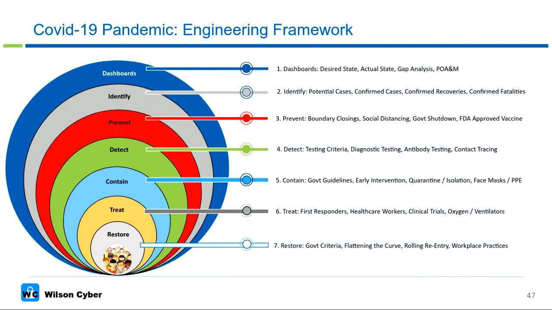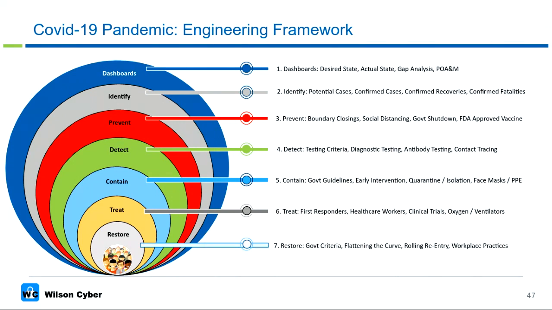If we were going to put together a pandemic engineering framework, this is what it would look like. It would contain 7 different capabilities, starting out with dashboards, and dashboards that really display the desired state, the actual state, the gap analysis, and the POAM. Instead of applying those to cyber risk, we would apply these to pandemic risks. Next, we would identify the potential cases, the confirmed recoveries, the confirmed fatalities.